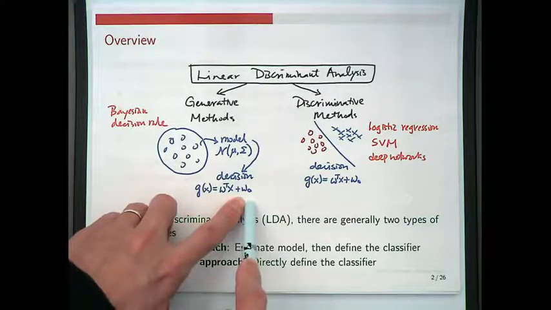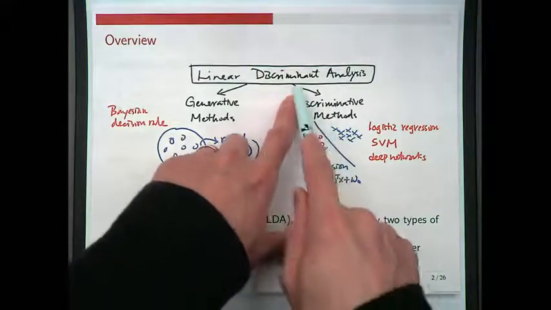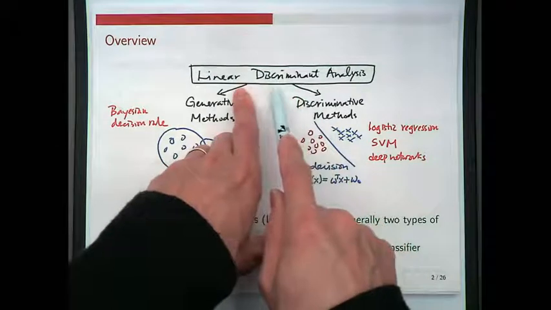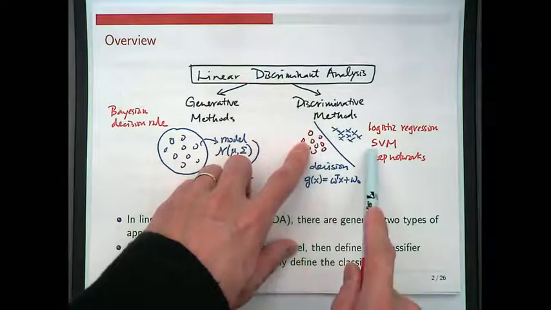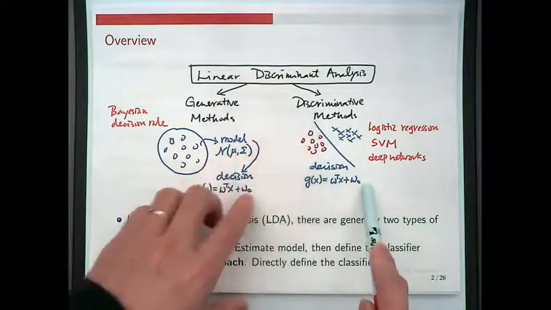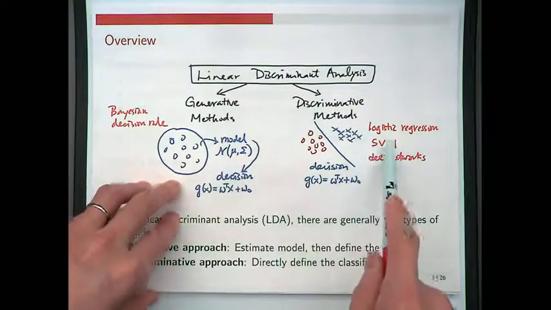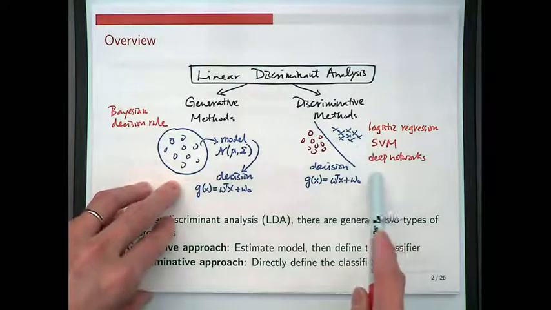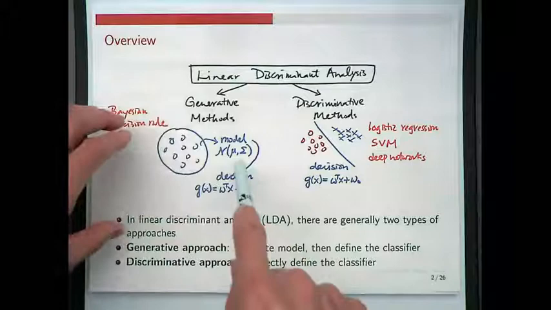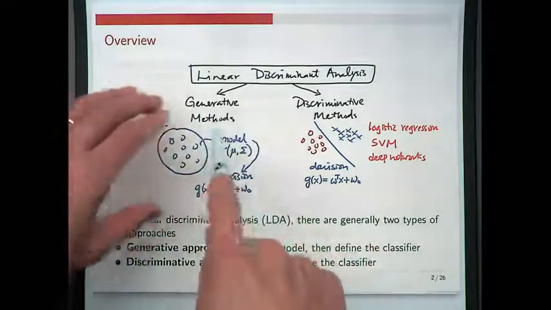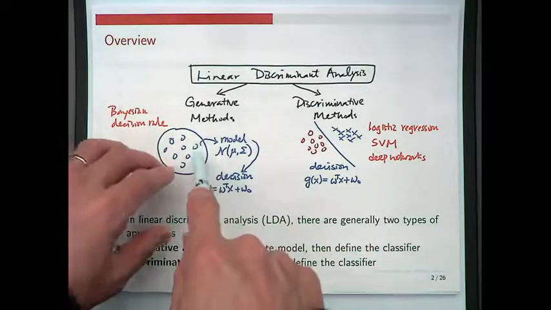Now, the alternative approach to linear discriminant analysis is called a discriminative approach, where you look at the data sets and then just directly draw the decision boundary. That would involve logistic regression, SVM, deep neural networks, etc. Okay? So we are on here, and we want to understand the principles, the geometry, and also the performance of this method.